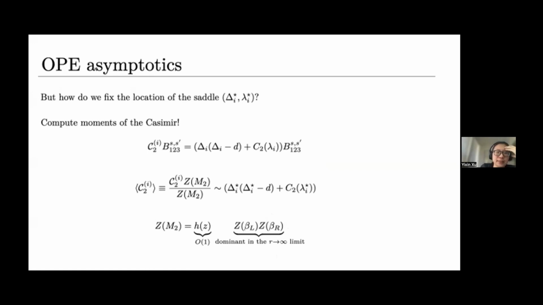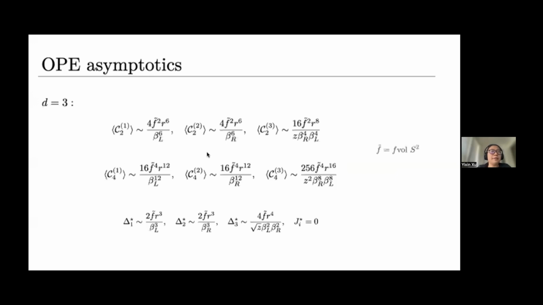On the other hand, we can compute these Casimir moments using the dumbbell channel expression. The dumbbell channel decomposition contains a factor h of z. Sorry, I should mention that h of z is basically the sum of thermal one-point coefficients squared, and we know that this sum remains order 1 in the thermal flat limit, and all the leading order contribution only comes from the two torus partition functions.